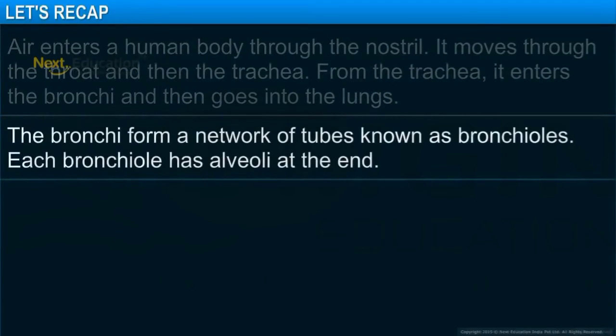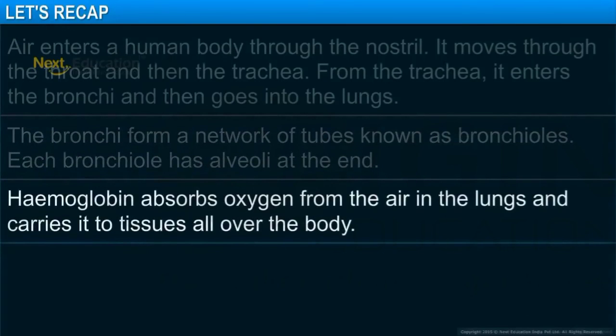The bronchi form a network of tubes known as bronchioles. Each bronchiole has alveoli at the end. Hemoglobin absorbs oxygen from the air in the lungs and carries it to tissues all over the body.